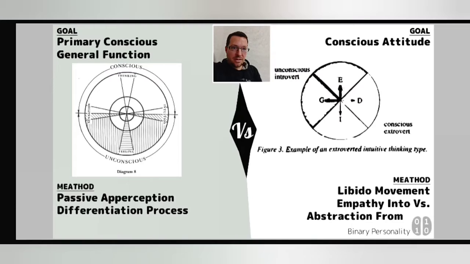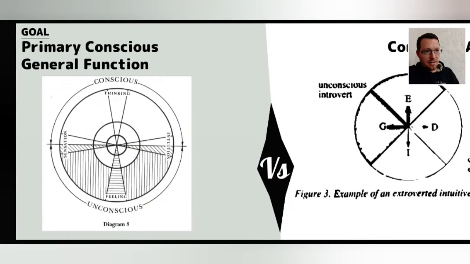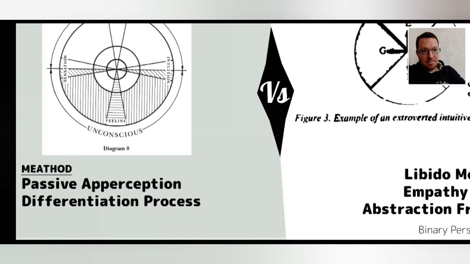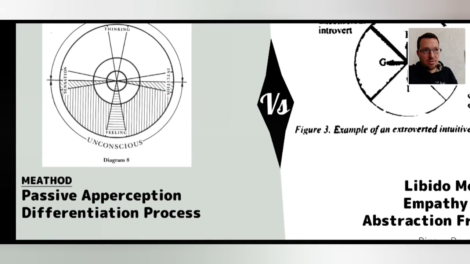There are going to be a lot of differences here between Jung and MBTI, so please check the disclaimer video before commenting. The first half of the test is going to be figuring out your primary conscious general function. And the method that we're going to use to do that is something called the differentiation process, where we're going to examine your passive apperception.